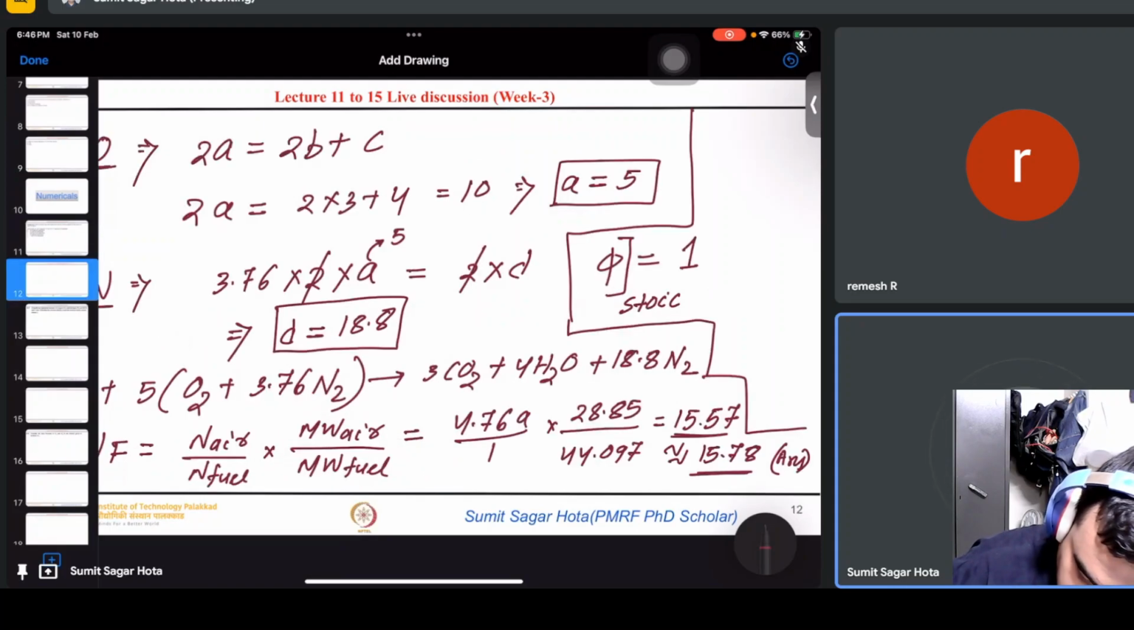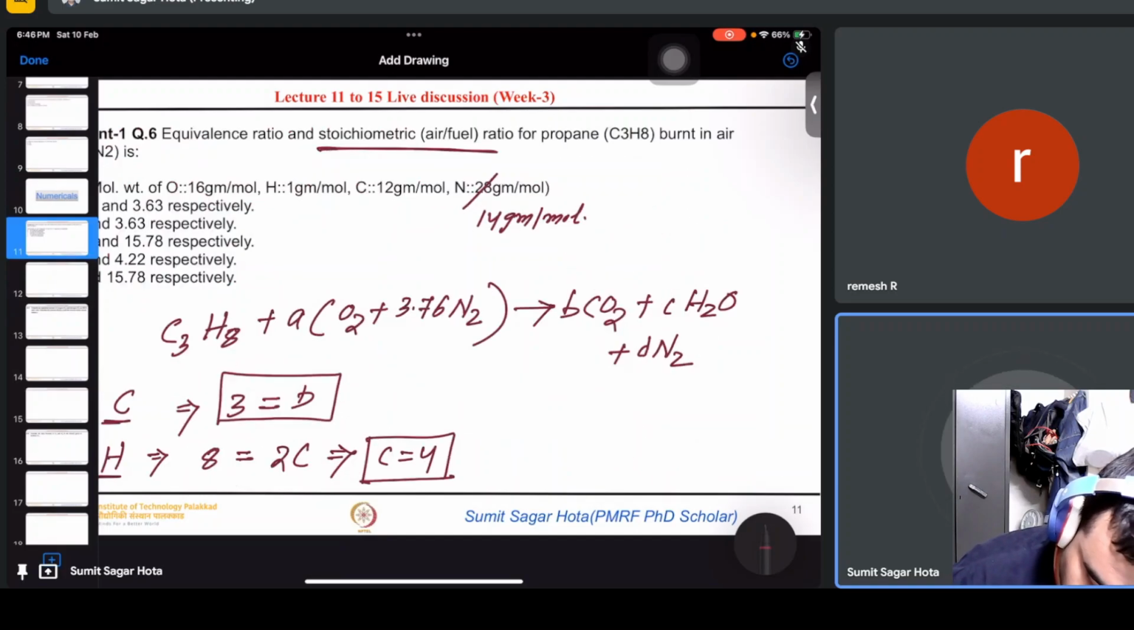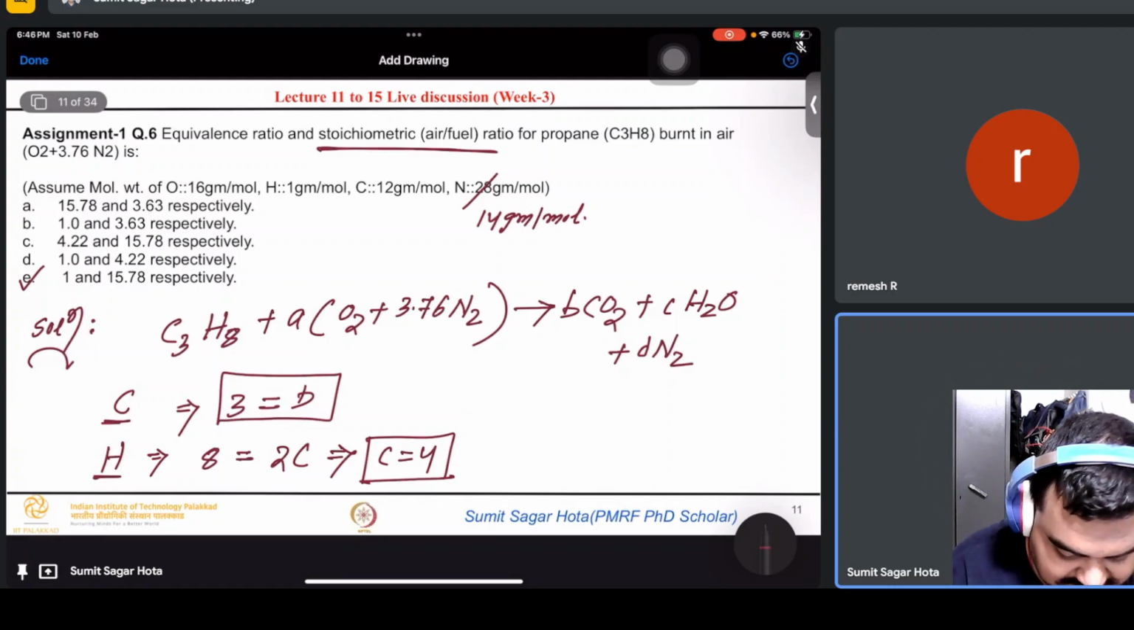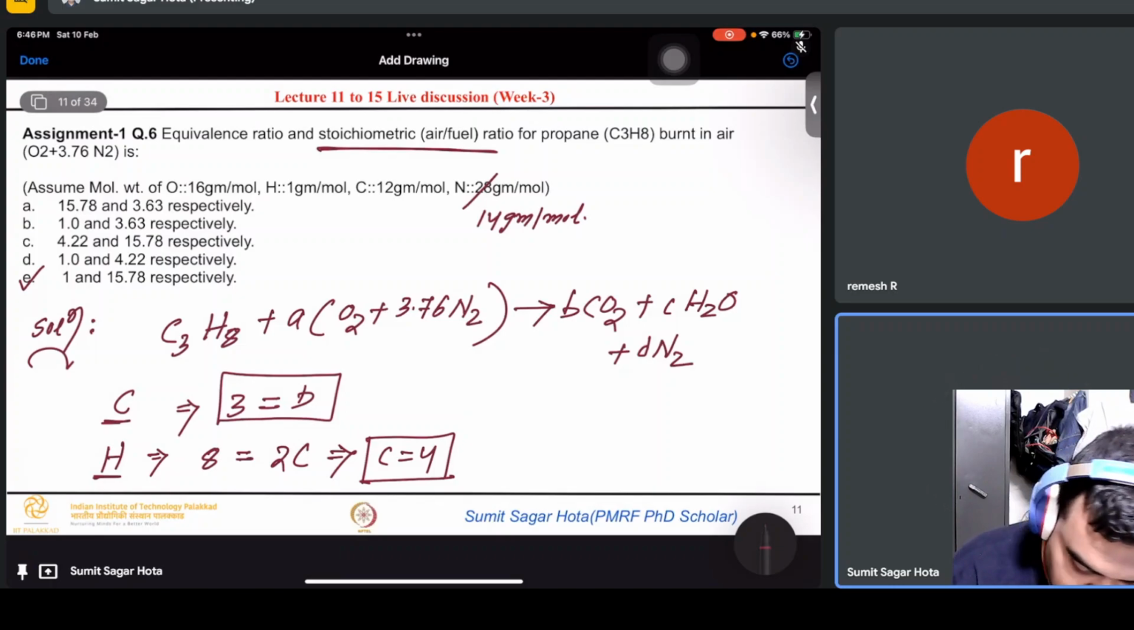So this will be your answer. Actually, this option is also not given anywhere. I just created this option, 1 and 15.78. I think 15.78 and 3.63 are the given options. The equivalence ratio anyway cannot be this high, 15 point some value, in any kind of case. This is your answer, 1 and 15 point.